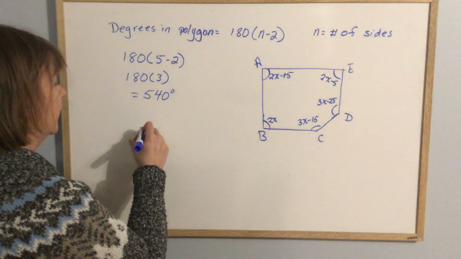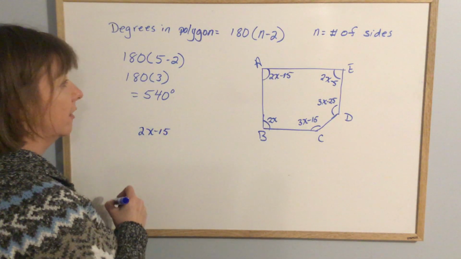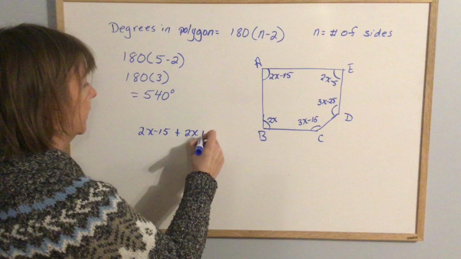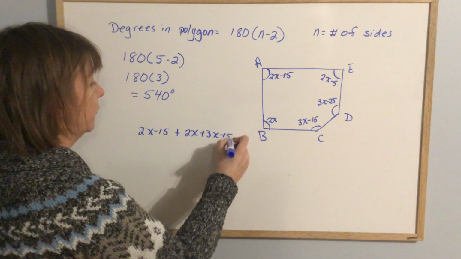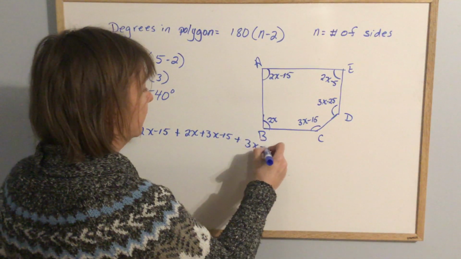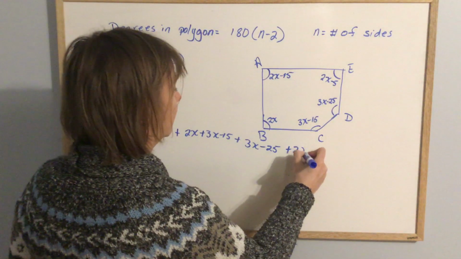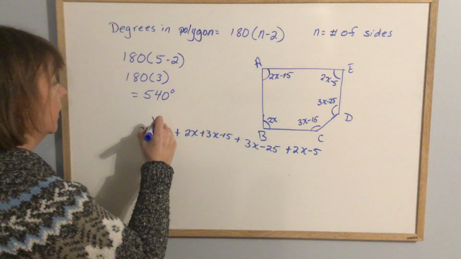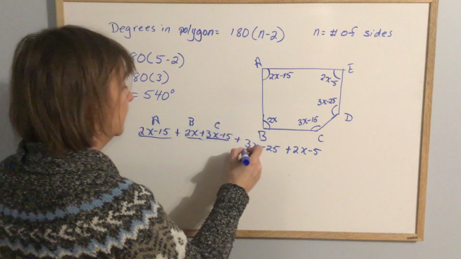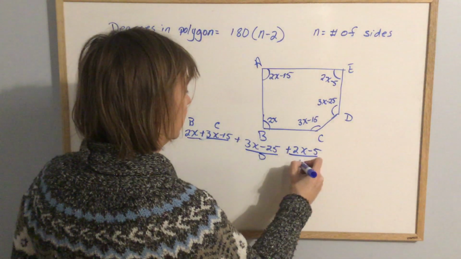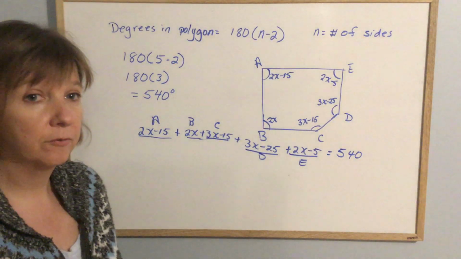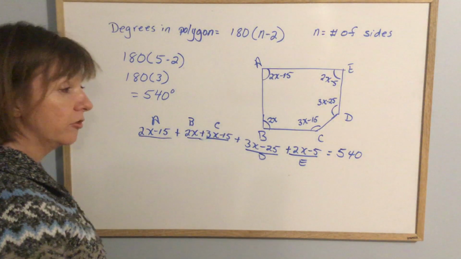So I take 2x minus 15, that's angle A, and add it to 2x, that's angle B, and add it to 3x minus 15, angle C, and add 3x minus 25, and then add 2x minus 5. Angle A, angle B, angle C, angle D, and angle E should add up to 540 degrees. This is now just an algebra problem.